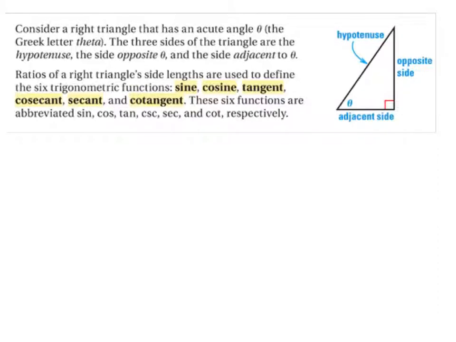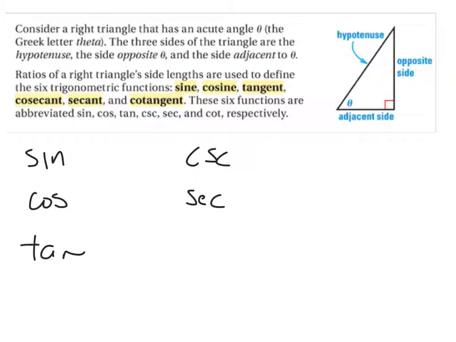Right, consider a right triangle that has an acute angle theta, the Greek letter theta. The 3 sides of the triangle are the hypotenuse, the side opposite theta, and the side adjacent to theta. Ratios of a right triangle's side lengths are used to define the 6 trigonometric functions: sine, cosine, tangent, cosecant, secant, and cotangent. On the next page you'll see that. Sine, cosine, tangent, cosecant, secant, and cotangent. Those are the abbreviations.